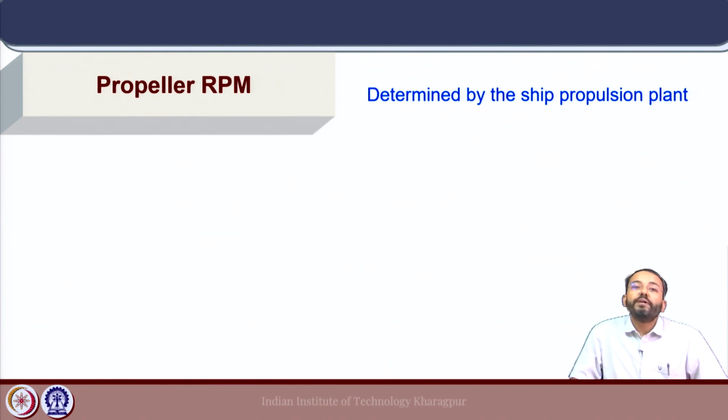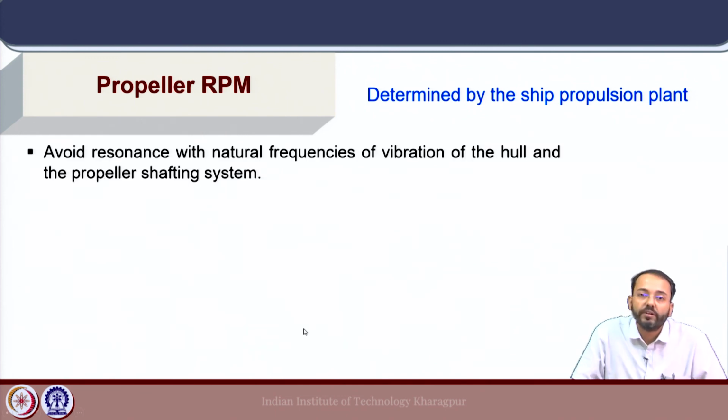This propeller RPM is typically determined by the ship propulsion plant, and the matching of the propeller with the particular engine chosen for the ship is very important in terms of propulsion efficiency. The engine should also perform at its optimum level along with the propeller for optimum performance of the ship propulsion system together. Now, the goal here is to avoid the resonance and natural frequencies of vibration of the hull and propeller shafting system.